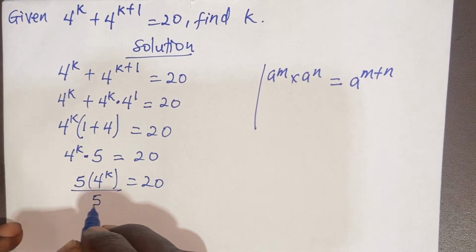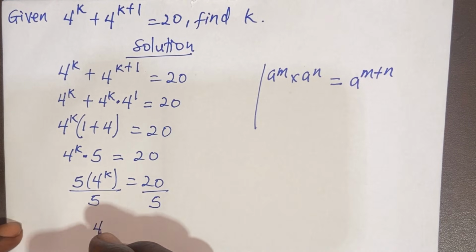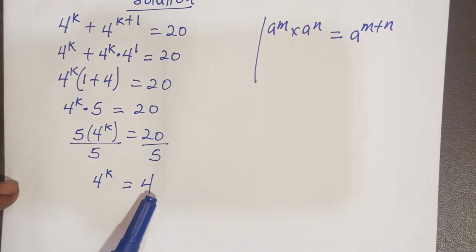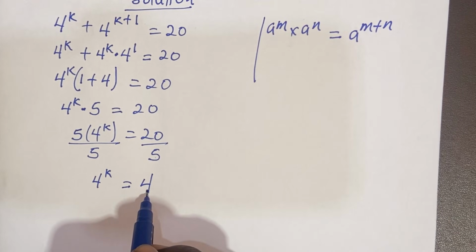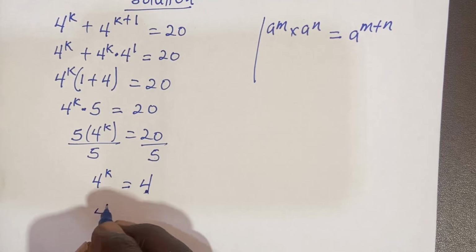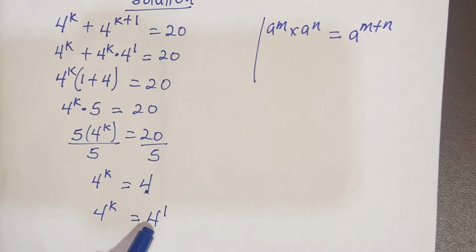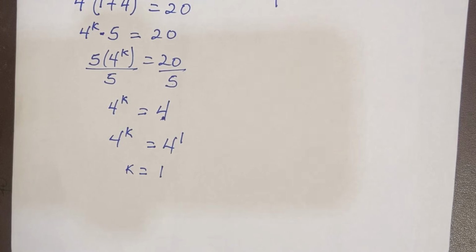We divide here by 5, here by 5. From this, I have 4^k is equal to, now 5 goes into 20 4 times. This is the left hand side, this is the right hand side. What can we do? Now this number, which is 4, has a power of 1. 4^k can be written as 4^1, which implies that 4^1 is the same as 4. From this, you can write that our k is equal to 1.